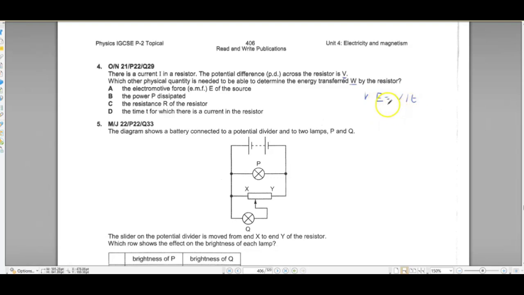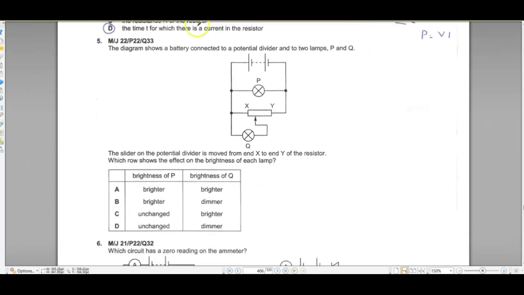There are other formulas as well, because of power. Power is equal to I square R as well, and power is equal to V square over R as well, and power is equal to VI as well. So the energy equation can change. VI can be replaced by I square R and V square over R as well. But when we are talking about this question, this is what we need. So V and I are already there, so we need time for which there is a current in the resistor. So D is going to be the correct answer.